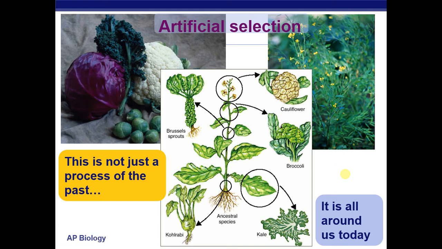So if we favored the roots, we got kohlrabi. If we favored the leaves, we got kale. If we favored the flowerets, we got broccoli. Axillary buds, we got Brussels sprouts. Okay, so that's really a big example of artificial selection.